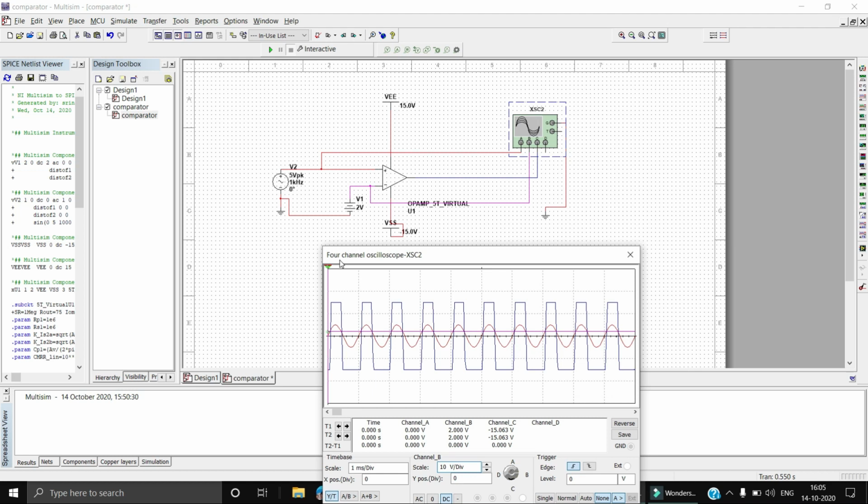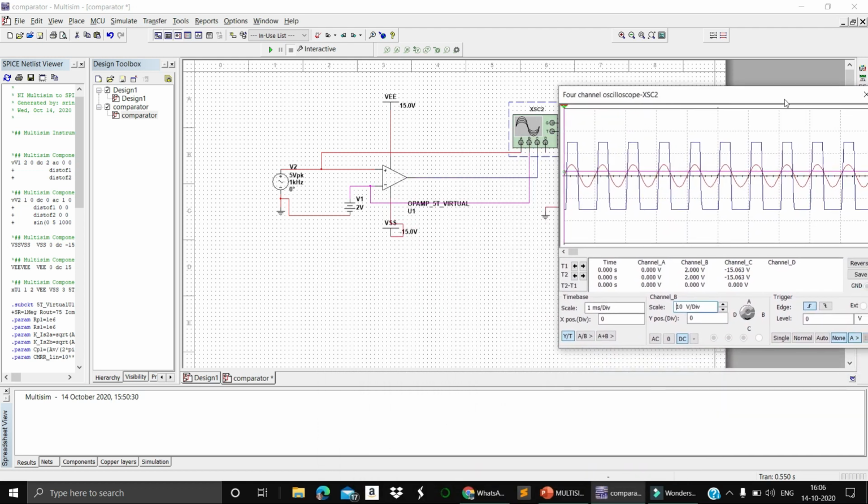Here you can clearly observe, right? At this point, my V reference is dominating my V input. In that case, I am getting the output at minus VCC until the point where V in is greater than V reference. At this point, V input is greater than V reference, and then I get plus VCC. In similar fashion, the input and reference are compared and it gives the output. In this way the comparator circuit is evaluated and executed with the help of Multisim software.